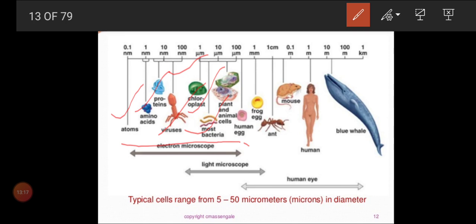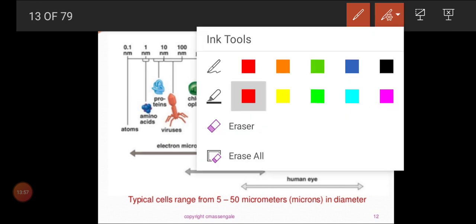And with the light microscope we can see some bacteria, some viruses, not all viruses, and all organelles up to the human egg. And what can be seen with our naked eye starts from the frog egg. Even the human egg is 8,500 times larger than the human sperm. It is like a very small dot only, so we are able to see the human egg like a dot. And the frog egg, ant, mouse, human and all we can see through our naked eye. So this is the broad range, and this chart will be helpful to understand how cell size varies.